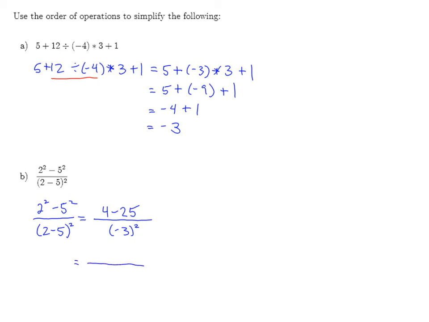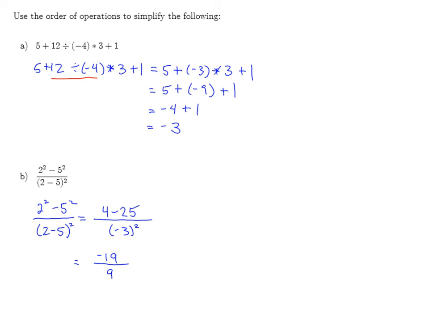In our next step, that numerator, we have 4 minus 25. That will simplify to negative 19. In the denominator, we have the quantity negative 3 squared. And since negative 3 itself has been squared, that's negative 3 times negative 3, which will give us positive 9. So that entire expression simplifies down to the fraction negative 19 over 9.